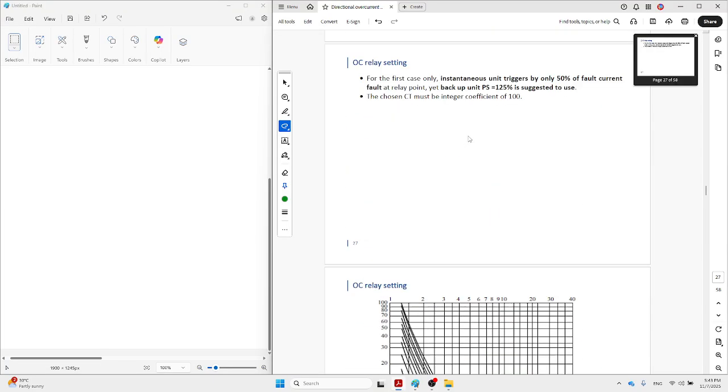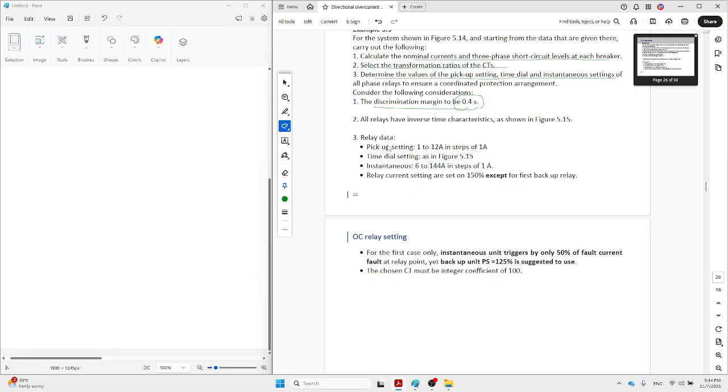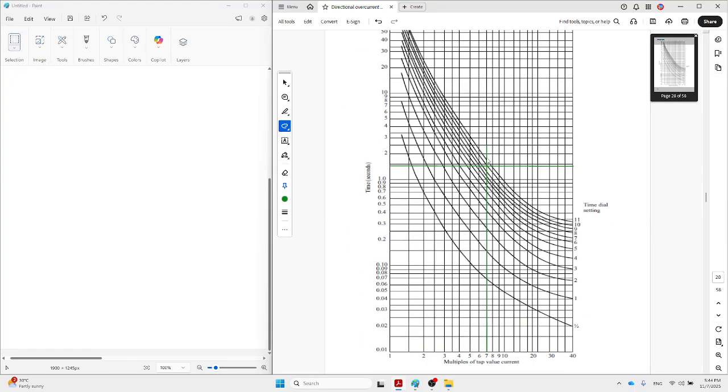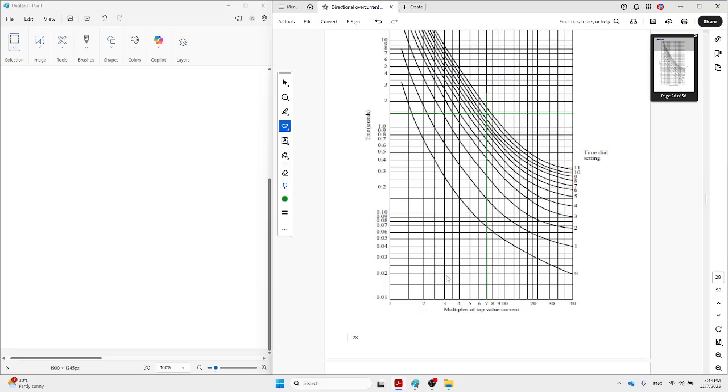Go back to the question, a big one. Calculate the nominal current and three-phase short circuit. Select CTs, and determine the pickup setting, time dial setting, and instantaneous setting of the relays. The discrimination time is considered as 0.4. Another thing you have to consider is the operation graph of the relays: this is operation time, this is PSM, and this is time dial setting.